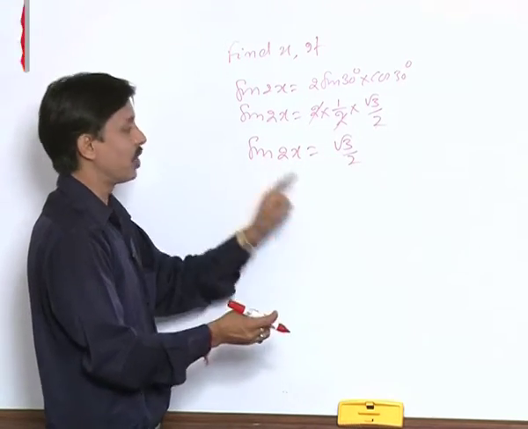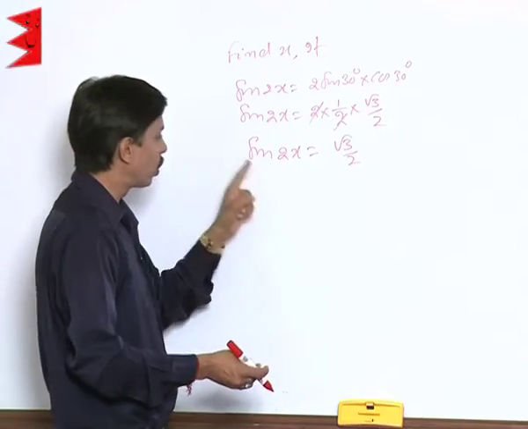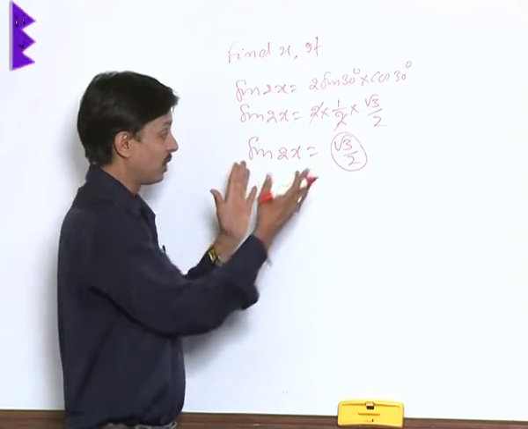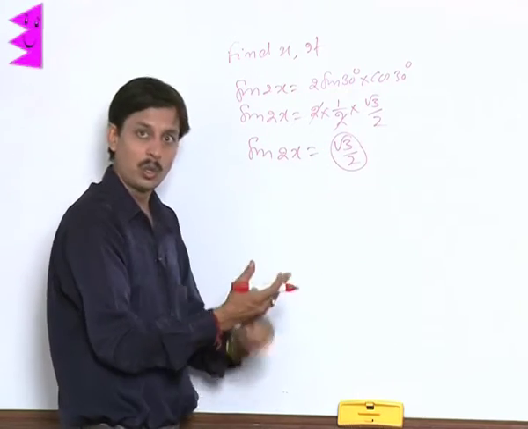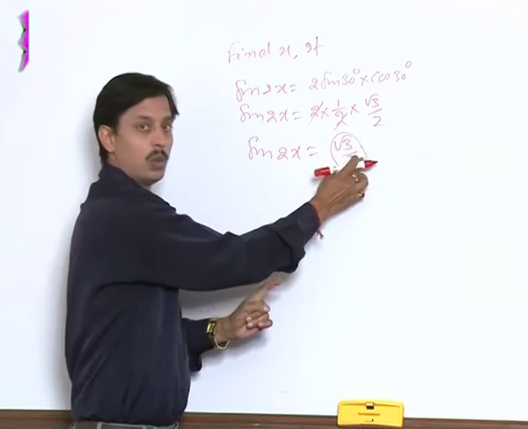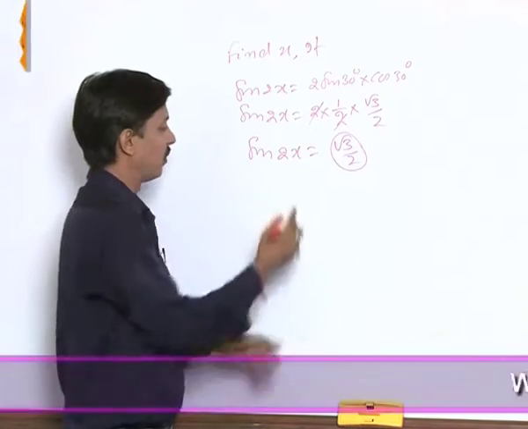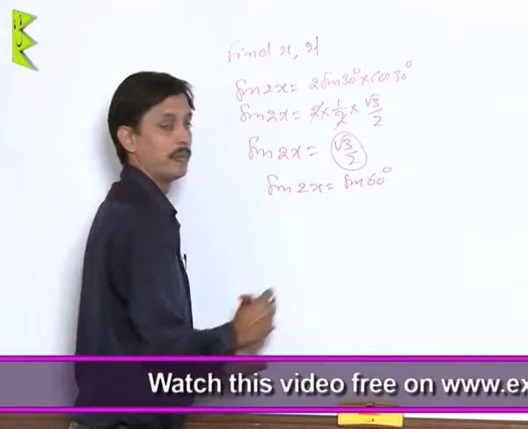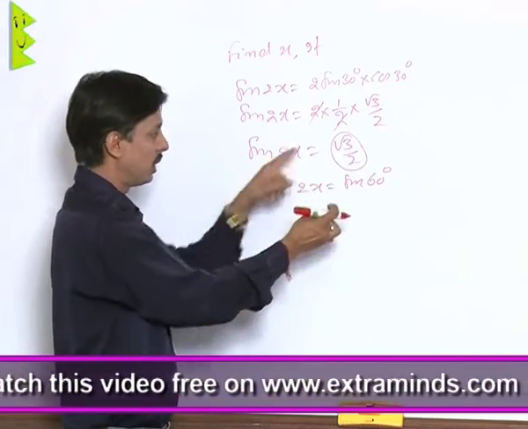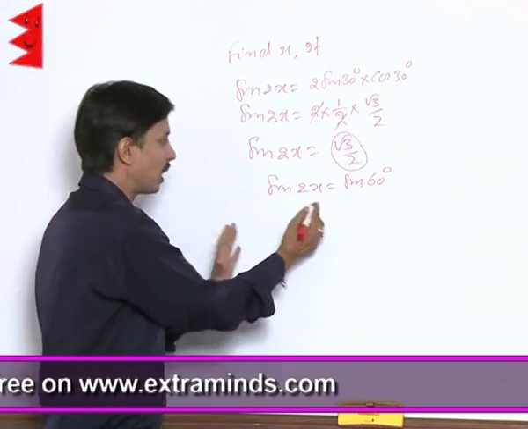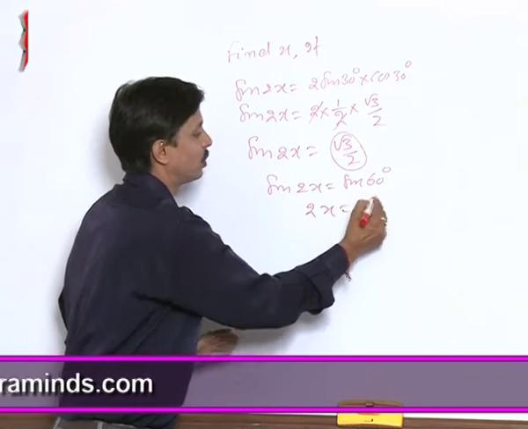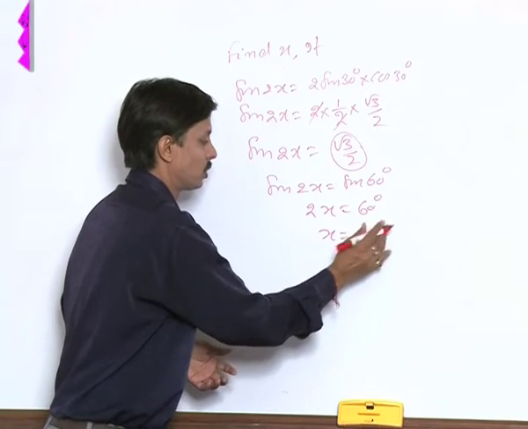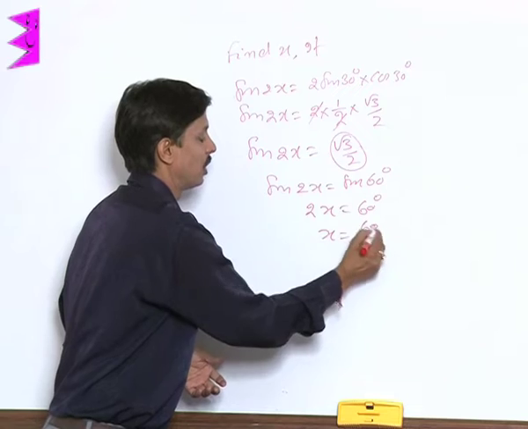Now we will check in the trigonometric table, in the row of sine, what the answer of root 3 by 2 is in degrees, which is very clear. We find root 3 by 2 in the row, so sine 2x equals sine of 60 degrees, because sine 60 is root 3 by 2. If we compare now, we find 2x equals 60 degrees, or we can say x equals 60 upon 2.